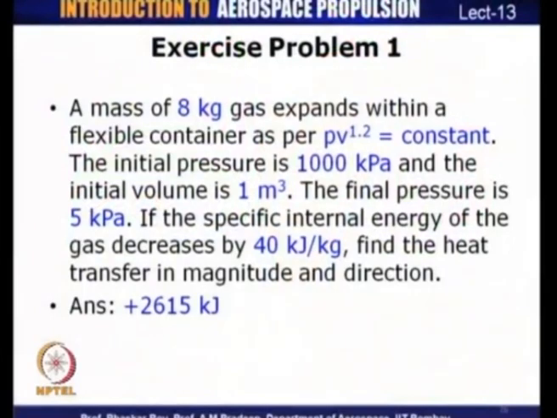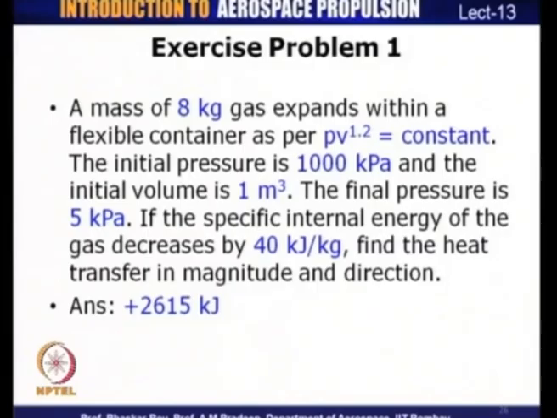The first exercise problem is stated as: a mass of 8 kilogram of gas expands within a flexible container as per the law PV raised to 1.2 is a constant. The initial pressure is 1000 kilopascal and the initial volume is 1 meter cube. The final pressure is 5 kilopascal. If the specific internal energy of the gas decreases by 40 kilojoules per kilogram, find the heat transfer in magnitude and direction.